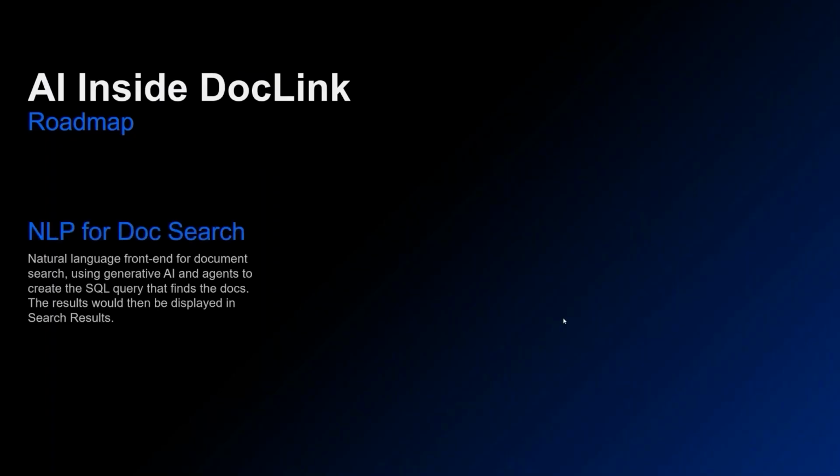So one of the first AI projects on the roadmap is a natural language front end for document search. Instead of having to select a company and your document types and entering specific pieces of criteria for your search, what about just telling DocLink what you're looking for using your natural language? And not even having to type it in, but giving DocLink access to your microphone so you can just tell DocLink what you're looking for.